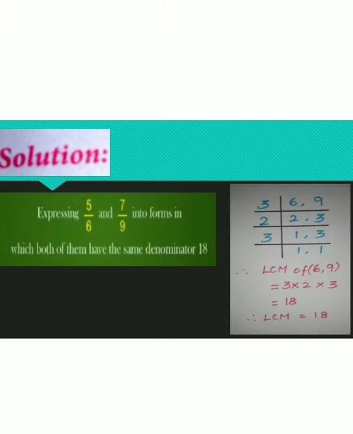LCM of 6 and 9. So here 3 table, 2 3s are 6 and 3 3s are 9. Then 2 1s are 2. 3 we cannot divide by 2, so as it is we write. Then 3 1 comma 3 1 is 3. Then LCM of 6 comma 9, the factors are 3 into 2 into 3. That is 3 2s are 6, 6 3s are 18. Therefore the LCM is 18.